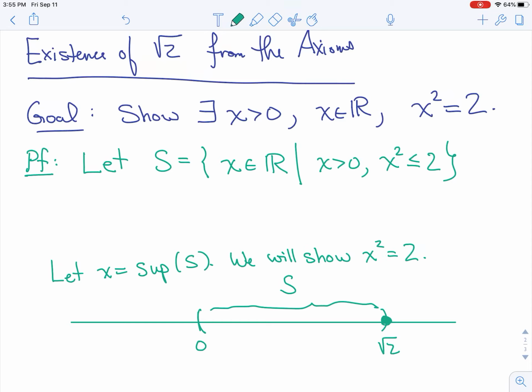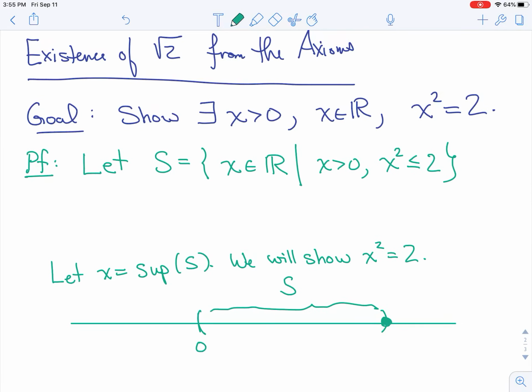So I'm going to get rid of this picture. Actually, I'll leave that picture for a second. Okay. So, in fact, I'll just remove this label here and just kind of label this as an X. Whatever the supremum of that set is, I'm going to call it X. Now, why does this set have a supremum?